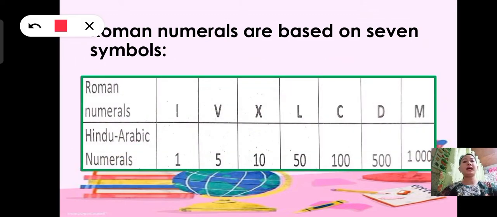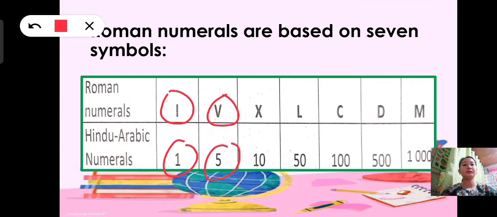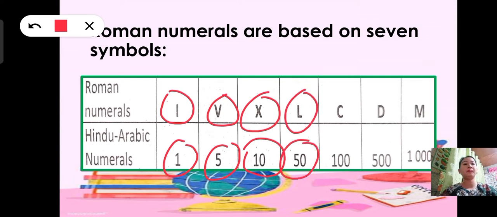Roman numeral I, its value in Hindu-Arabic numeral is 1. The value of Roman numeral V is 5. And the value of Roman numeral X in Hindu-Arabic numeral is 10. Roman numeral L, the value is 50.